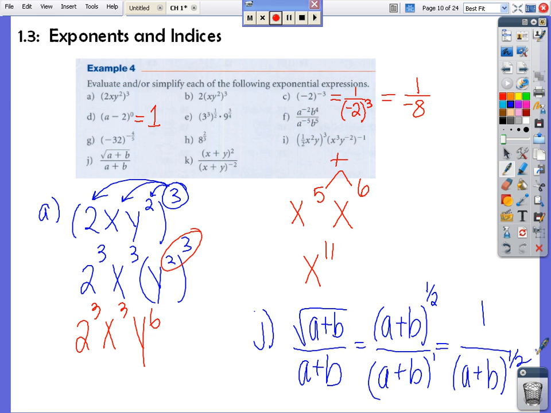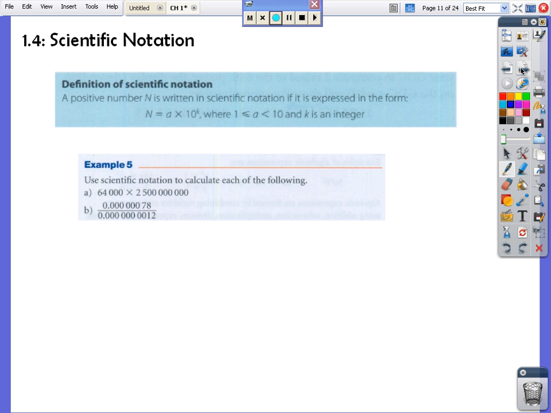All right, moving on. 1.4, scientific notation. The major thing about scientific notation is understanding that the value in front, the A value, must be between 1 and 10. So 10 cannot be used. Notice there is no equal sign. K has to be an integer.